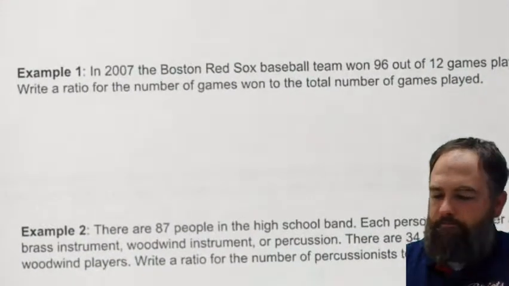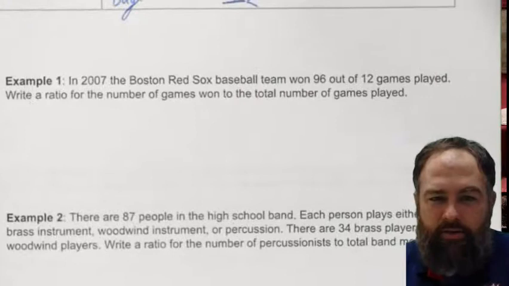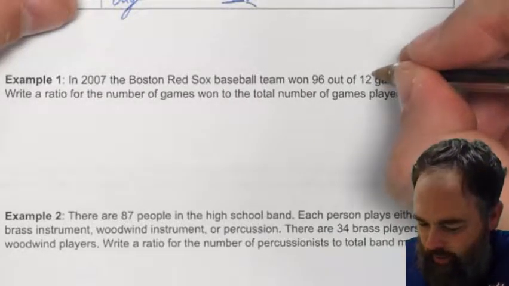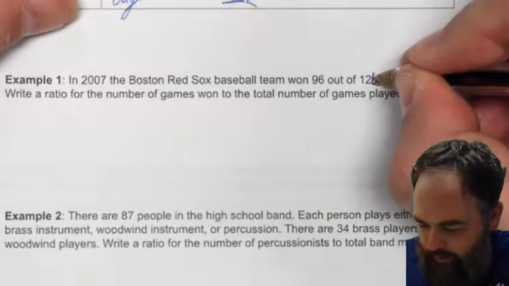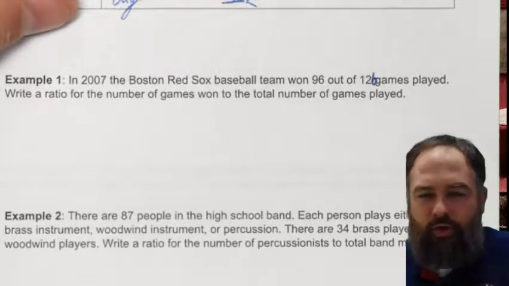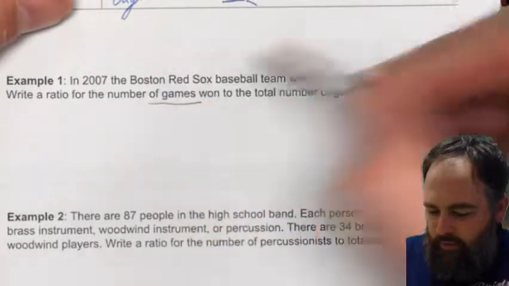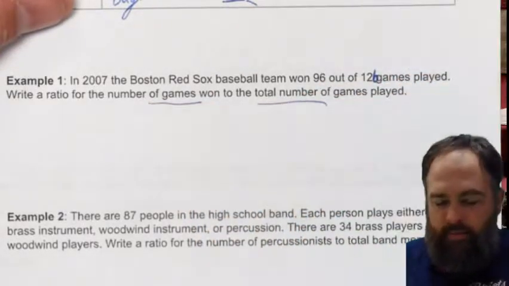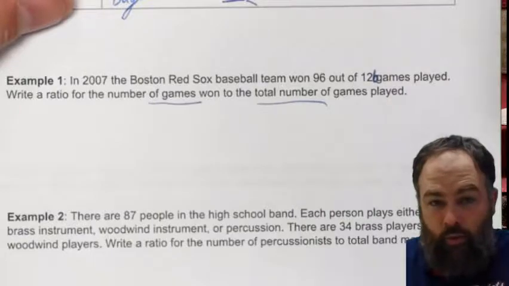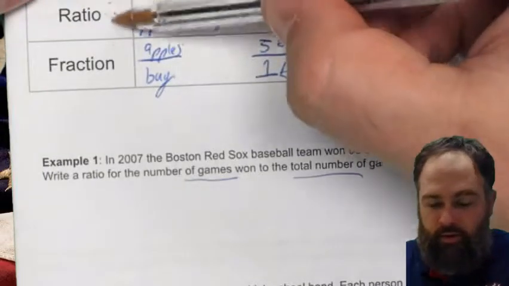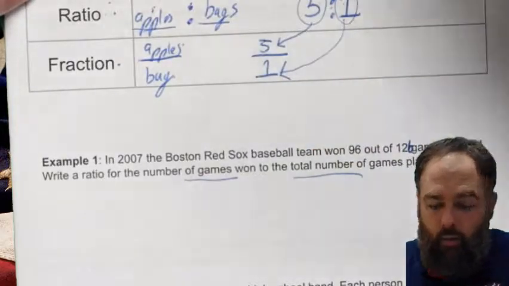Example number 1. In 2007, the Boston Red Sox baseball team won 96 out of 126 games played. Write the ratio for the number of games won to total games played. Now, I could write this two ways, and when I just say write a ratio, I don't care whether you use this form or this form. It doesn't matter one bit.